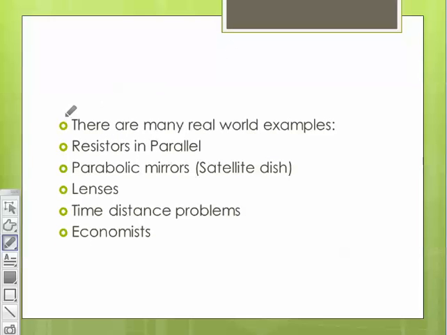Are there other real world examples? Sure. Resistors that are run in parallel in electronics, parabolic mirrors and satellite dishes, lenses, time and distance problems that you'll see in physics, and some economics problems that you might run into. All of these are examples of real world problems. You're going to see some of these in your practice, but I'd also recommend looking on the internet to see if you can find some examples of these types of problems.